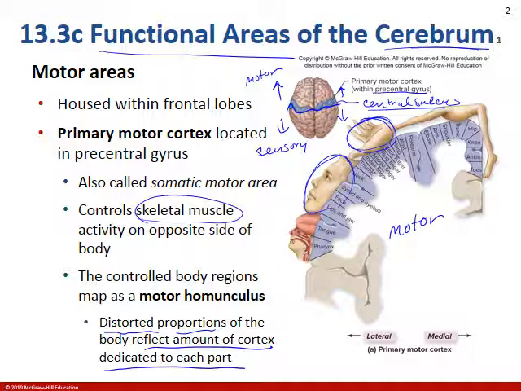So it's called a homunculus. It's a map to kind of show you which part of the gyrus is dedicated to serving the motor needs of different areas in the body.